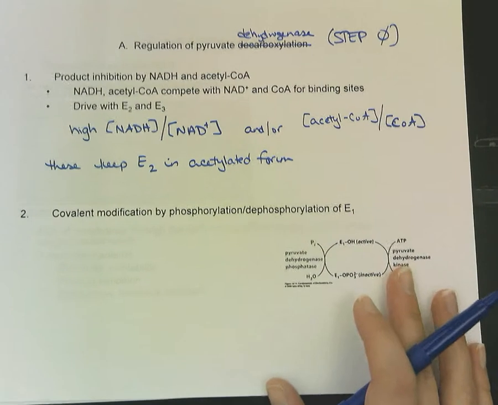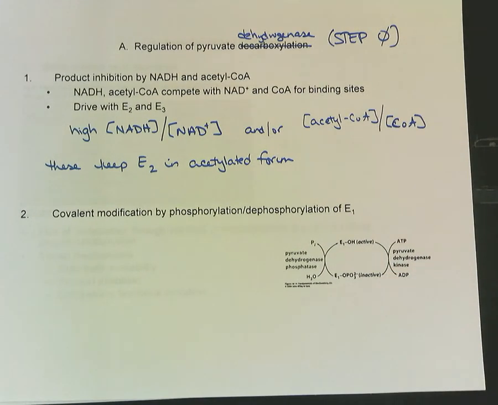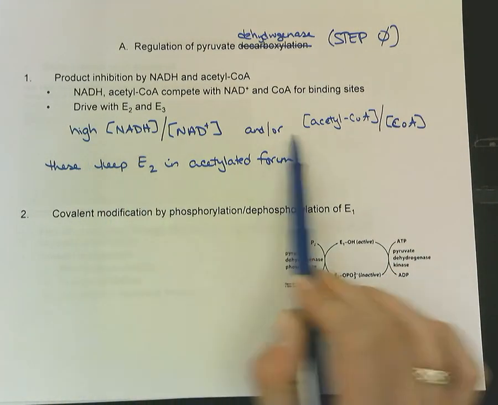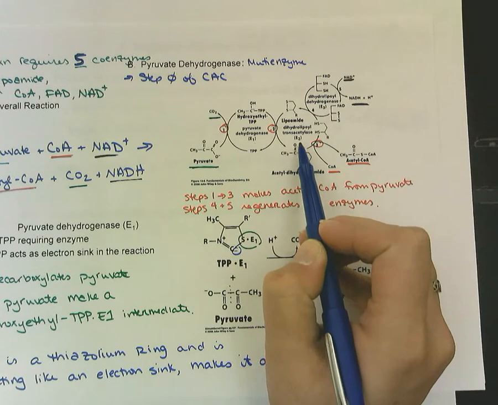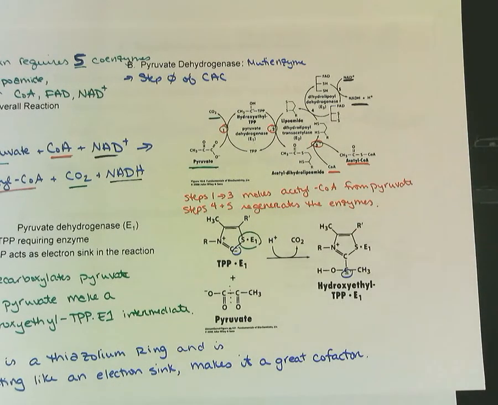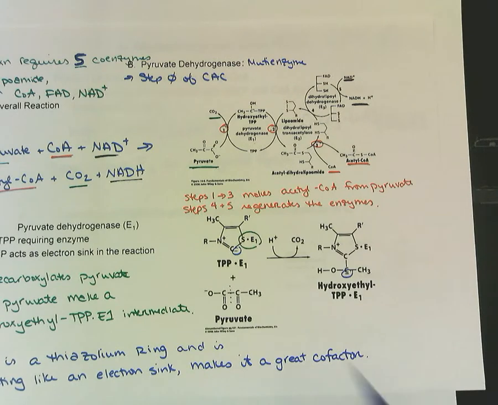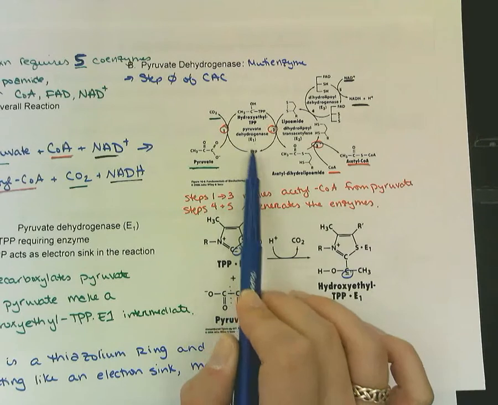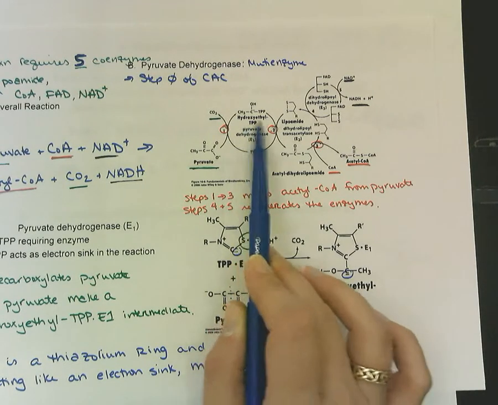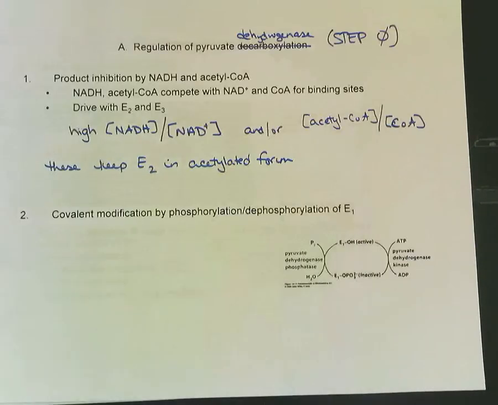All right, so regulation of pyruvate dehydrogenase was step 0. A high concentration of NADH or acetyl-CoA compared to the free versions causes E2 to be unable to grab another acyl group, so the reaction doesn't continue forward. We just end up with TPP stuck as hydroxyethyl TPP, and we don't move forward.